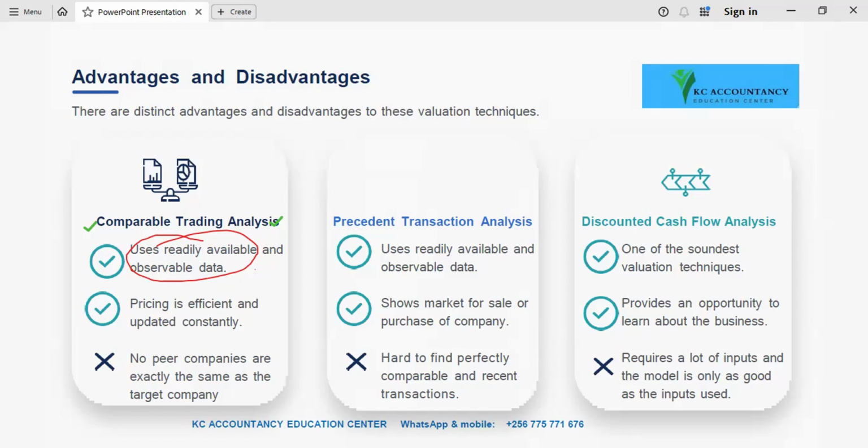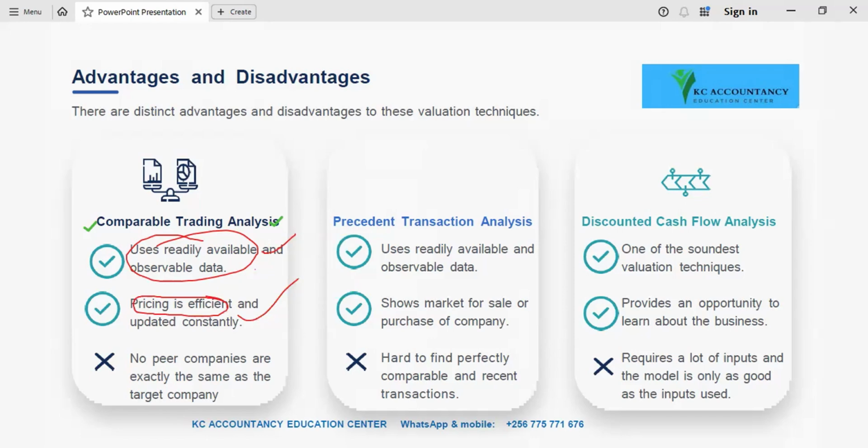As long as you are within the market, you can access the market information. If you went into the field, you would be able to understand that such and such a company, these different people, are saying that the value is this, depending on what is prevailing at the moment. So that can be easily observable. And also, the pricing is efficient.